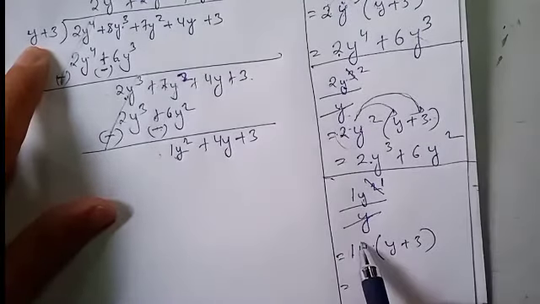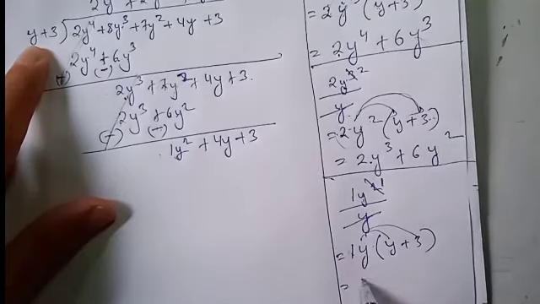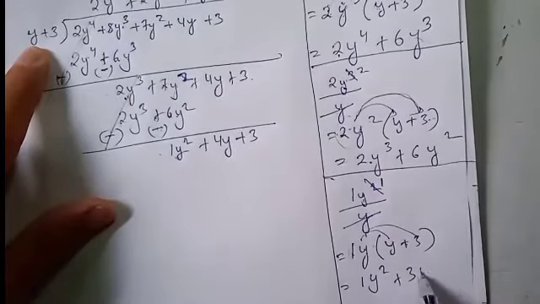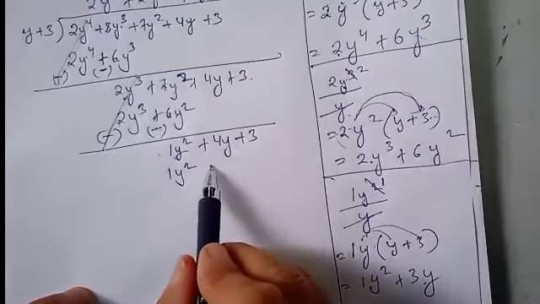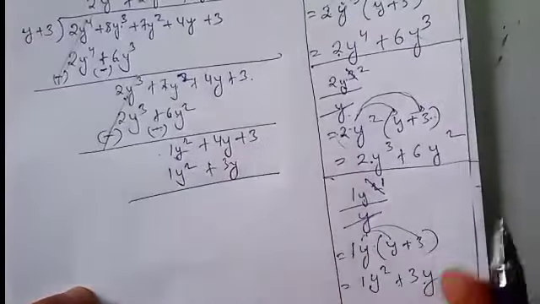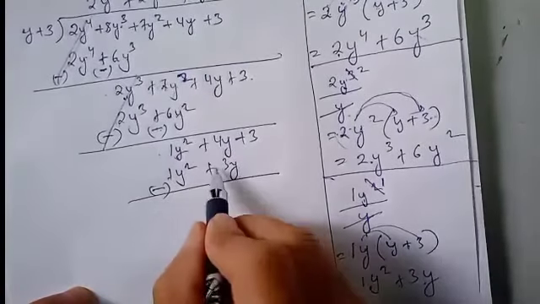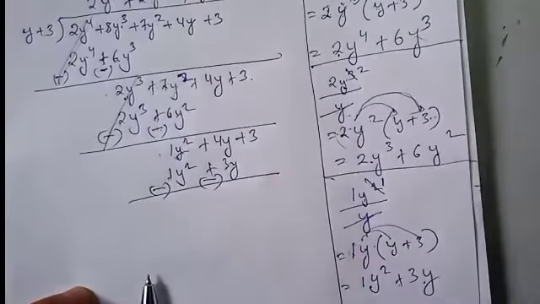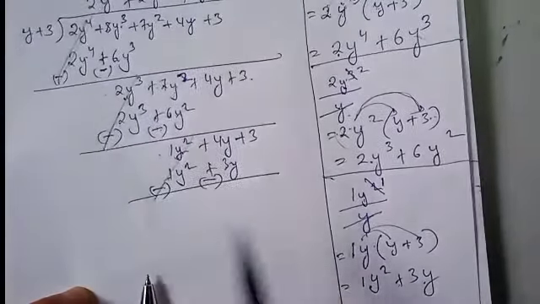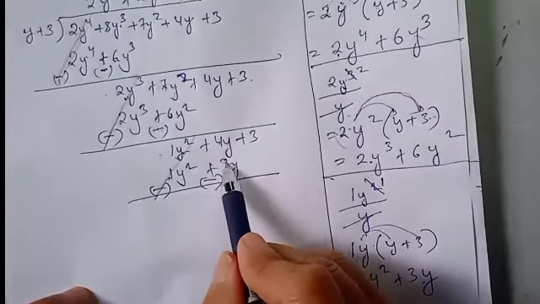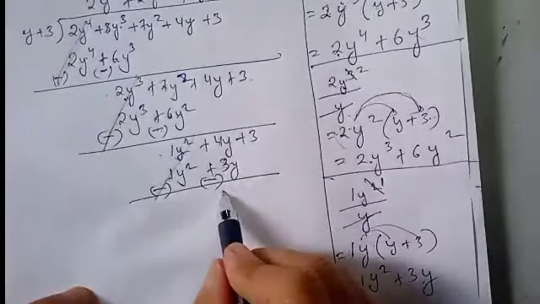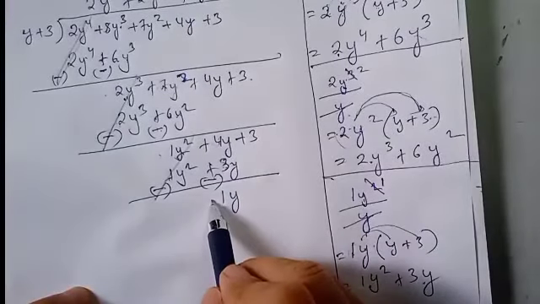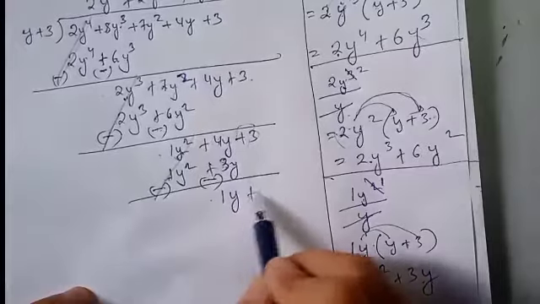Now let's remove this bracket. 1y into y, 1y into 3. 1y into y is y squared, plus 1y into 3 is 3y. We have 1y squared here, right? 1y squared, 3y, here you write it plus 3y. Now change the sign. 1y squared is plus, so change into minus. 3y is plus, so change into minus. 1y squared plus minus, okay, we can cancel this one. 4 and 3 not the same, we can't cancel. 4y is plus, 3y is minus, then plus into minus is minus. 4 minus 3 is 1y. Greater number is plus, so this will be plus. Last one, we have plus 3. Okay.